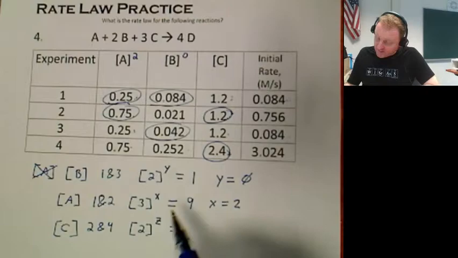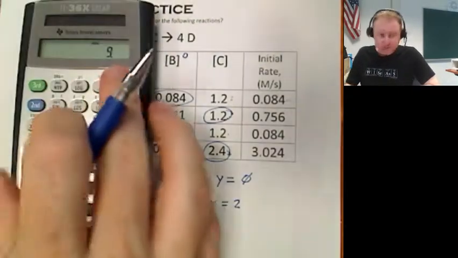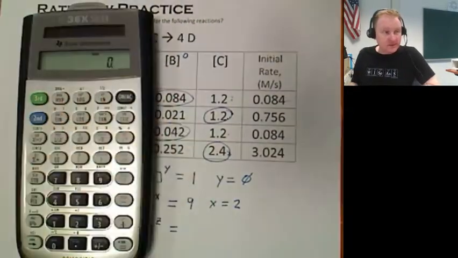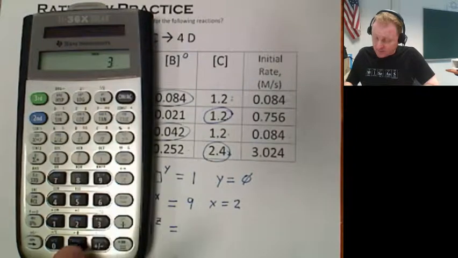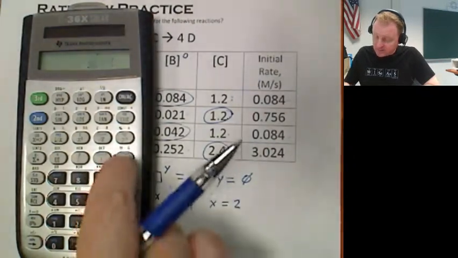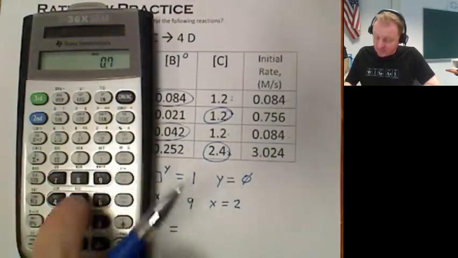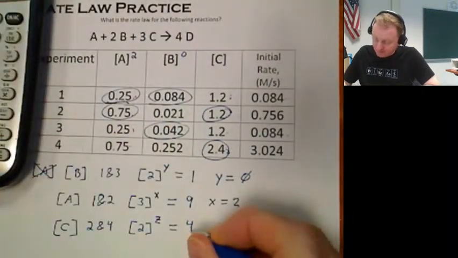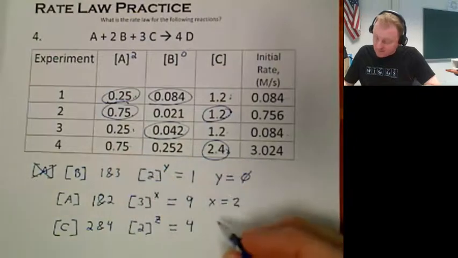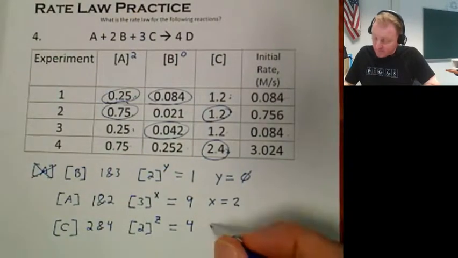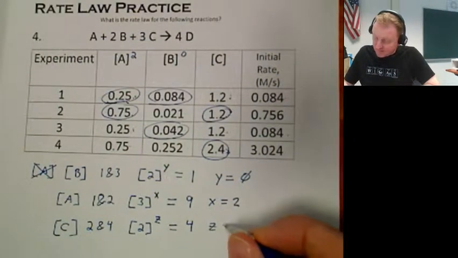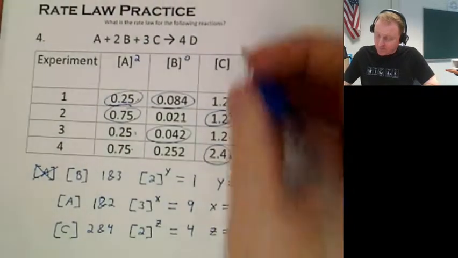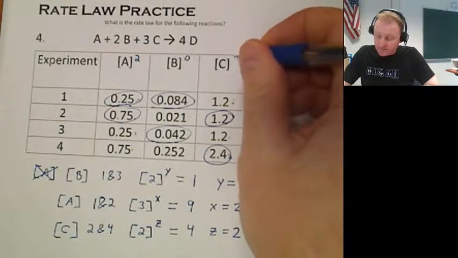What happened here? I'm not able to do that in my head, so let's do 3.024 divided by 0.756. It went up by 4. So therefore, 2 to what power is 4? The second power. So we have two second order reactants here.